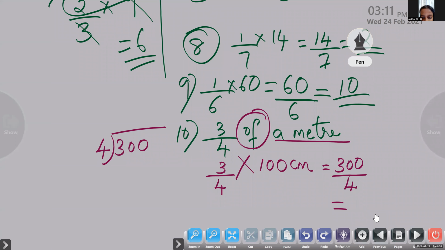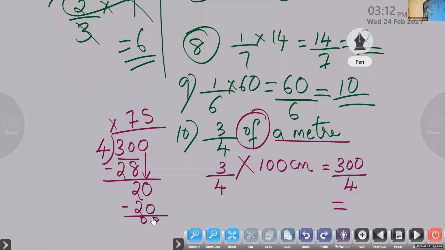So, first we will take 30 divided by 4. 7 times 4, 28. So, when you subtract 30 minus 28, you will get 2. Bring down 0. So, how many times 4? 5 times 4, 20. So the answer is correct.